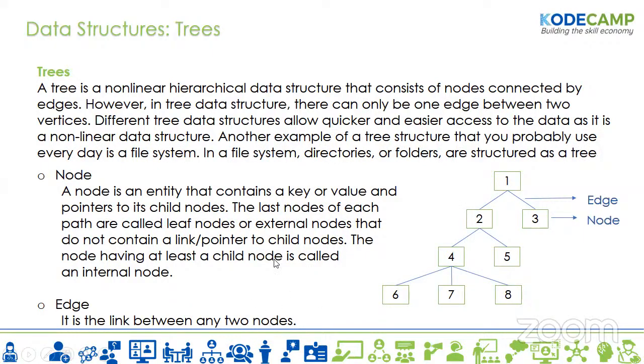A node having at least one child node is called an internal node. Here this one has at least one child, and this one also, so you can call them internal nodes, and this is the parent node. The edges are just a link between any two nodes, as I've explained. So this is a tree structure, and you have this in your file system. It's a way of being able to access things in your file system.